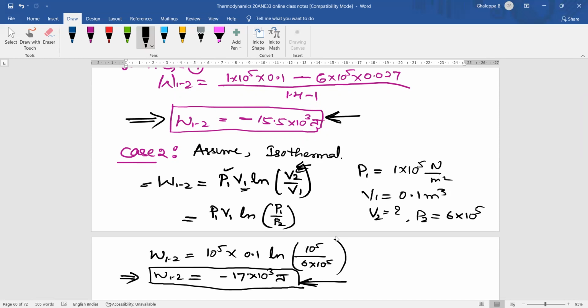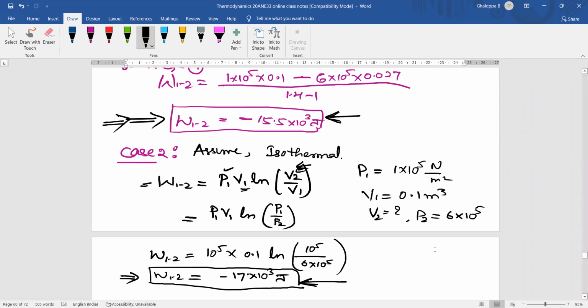The job of the engineer in the company is to say, sir, this process is consuming only 15,000 joule of work, and this process is consuming 17,000 joule of work. There is a difference of 2,000 joule, 2 kilojoule of work. So we will suggest the customers to go for this process.